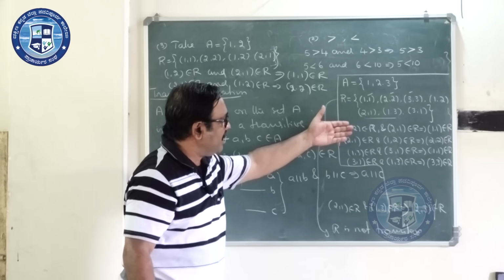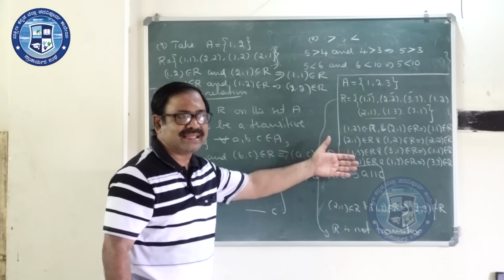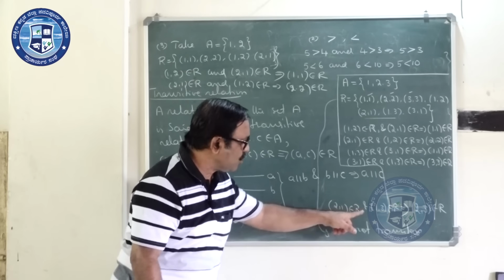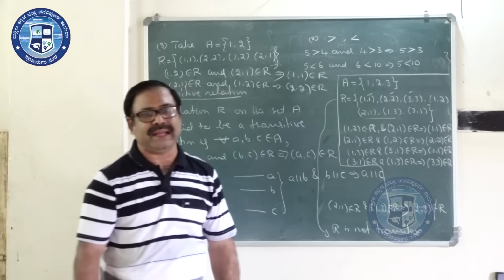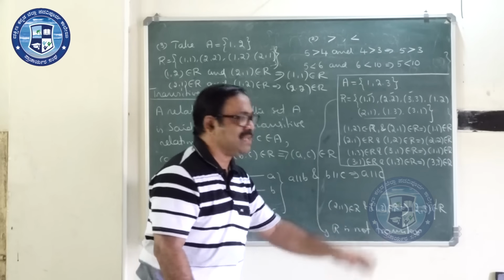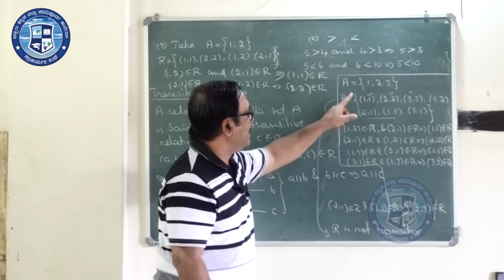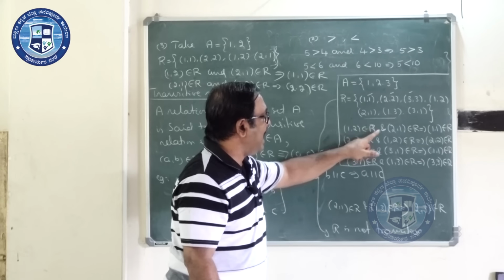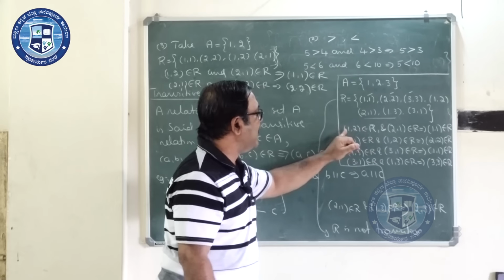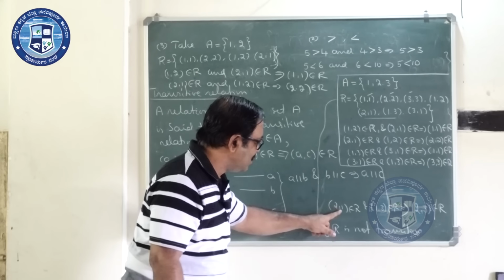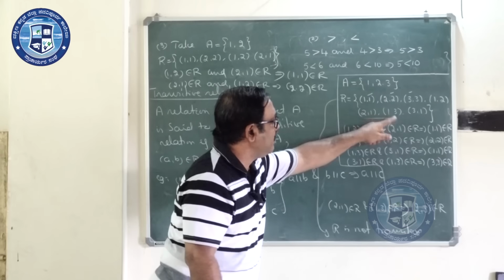See, in four different cases this property is verified, but for one particular case it is not satisfied. Hence, it is not transitive. Now, hope you have understood this. Transitive means (a, b) belongs to R and (b, c) belongs to R, then (a, c) belongs to R. So we have (2, 1) belongs to R, (1, 3) belongs to R.